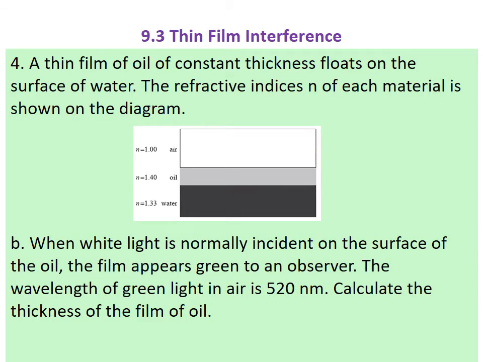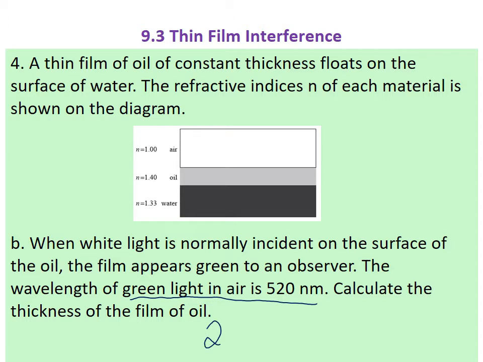When white light is normally incident on the surface of the oil, the film appears green to an observer. The wavelength of green light in air is 520 nanometers. Calculate the thickness of the film of oil. So we get to see this green light. So if it's not a dark patch, then that means that we have constructive interference.